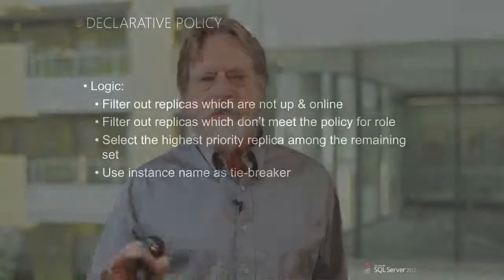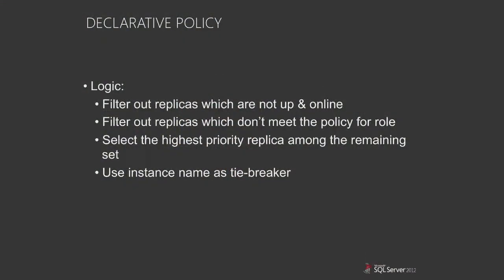And the way we use that then is we'll filter out any replica that's not up and online. We'll filter out any replicas that don't meet the policy for which role we want. And then we'll select the highest priority replica among the remaining set.